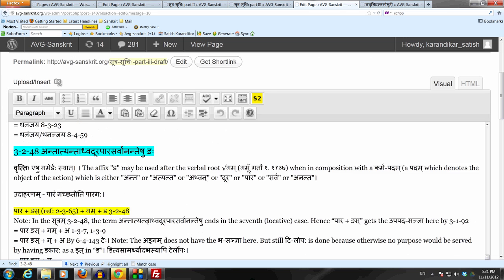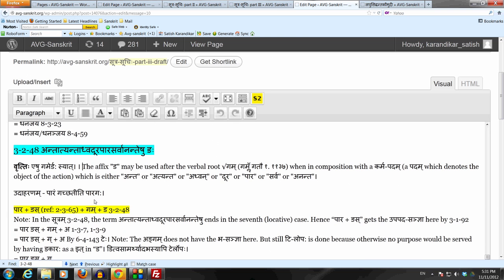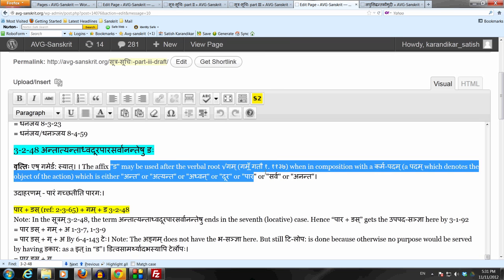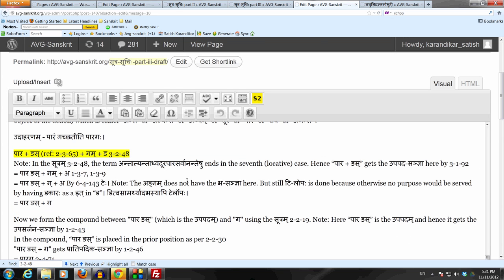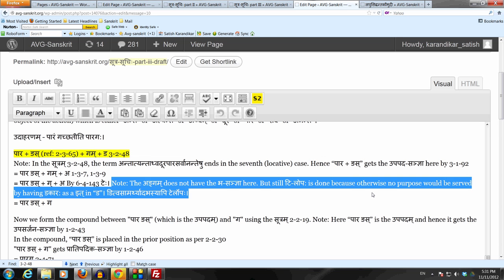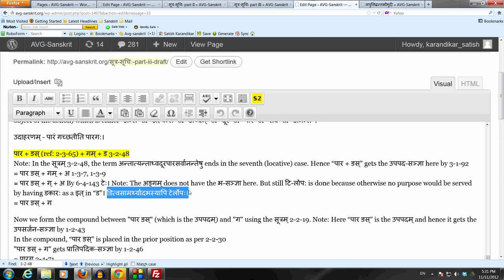We have already seen that when we derived the forms using the sutram 3-2-48, which we studied as anta tyanta dva durapara sarvananteshu daha. At that time, when we used the pratyaya daha following the verbal root gam, we noticed that the dakara is it, which is it sanya by chutu. The prayojanam of that is to do the t lopa by the sutram tehe 6-4-143. Even though the angam does not have the bhasanya, even then t lopa is done by ditva samarthya: ter lopaha abhasyapi ter lopaha. We have seen all this before, nothing new for us.